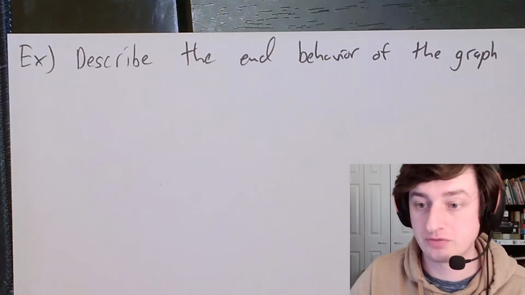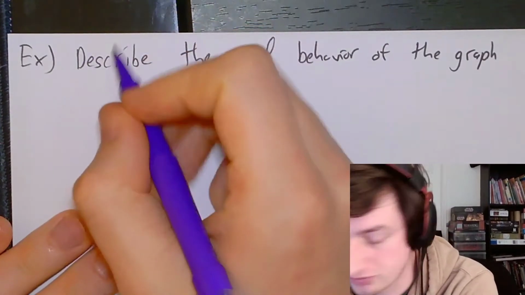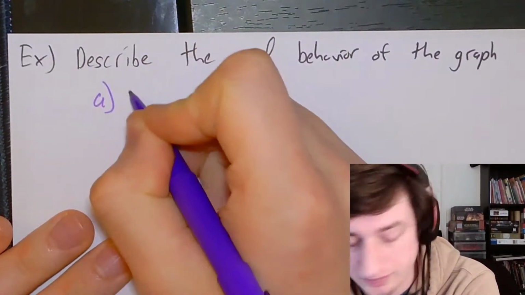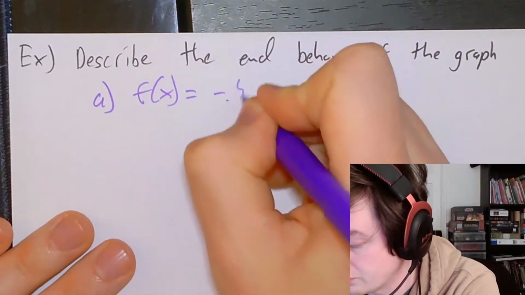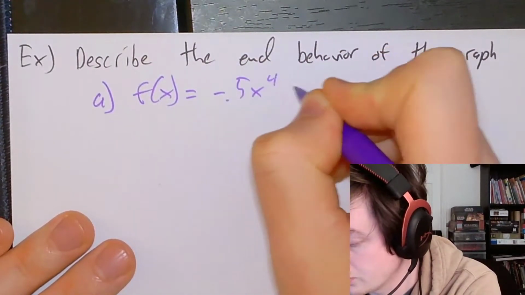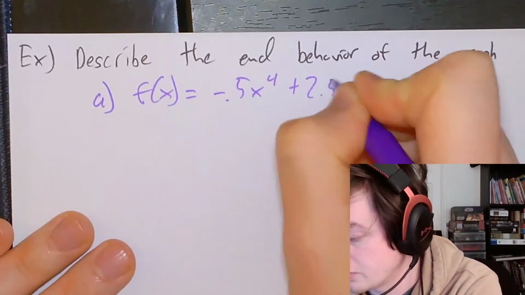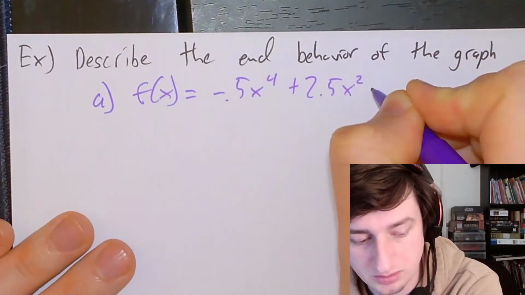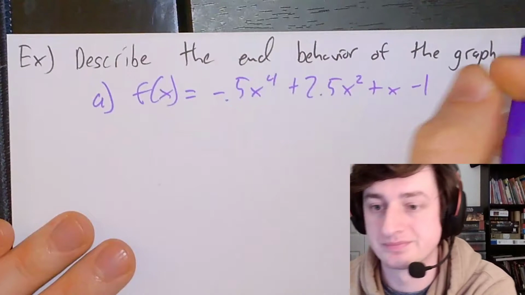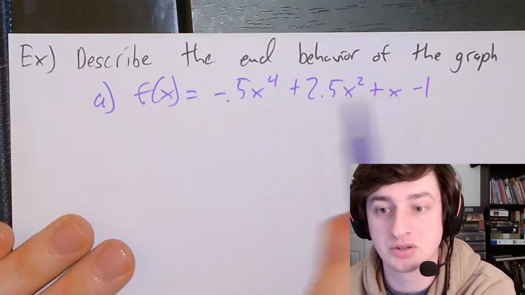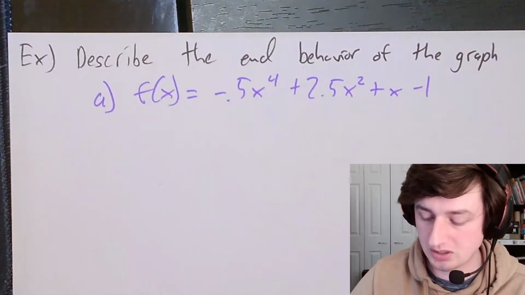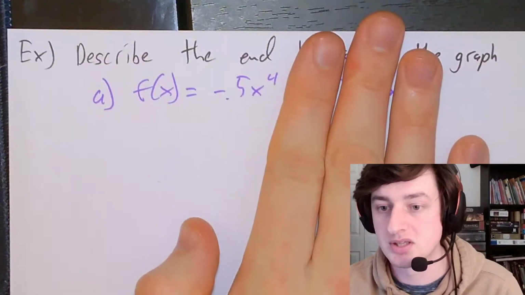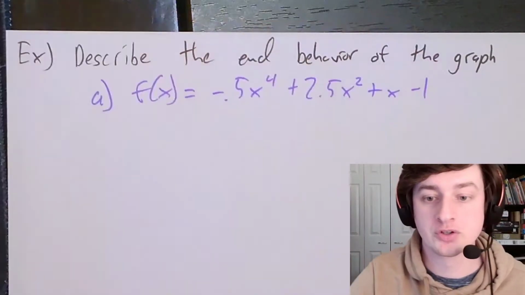Okay, so you'll be given a function. It'll probably be in standard form already. f of x equals negative 0.5x to the fourth plus 2.5x squared plus x minus 1. Most of this information for describing the end behavior does not matter. The only thing that we care about is this part, that first term.